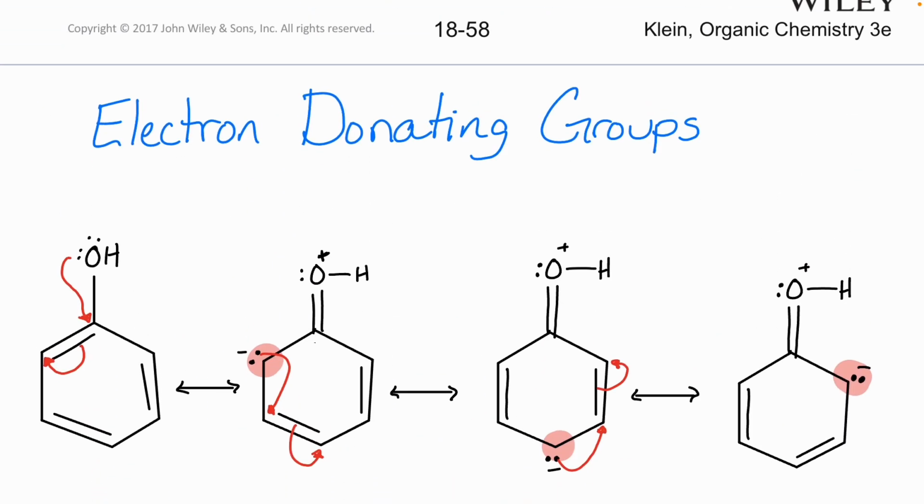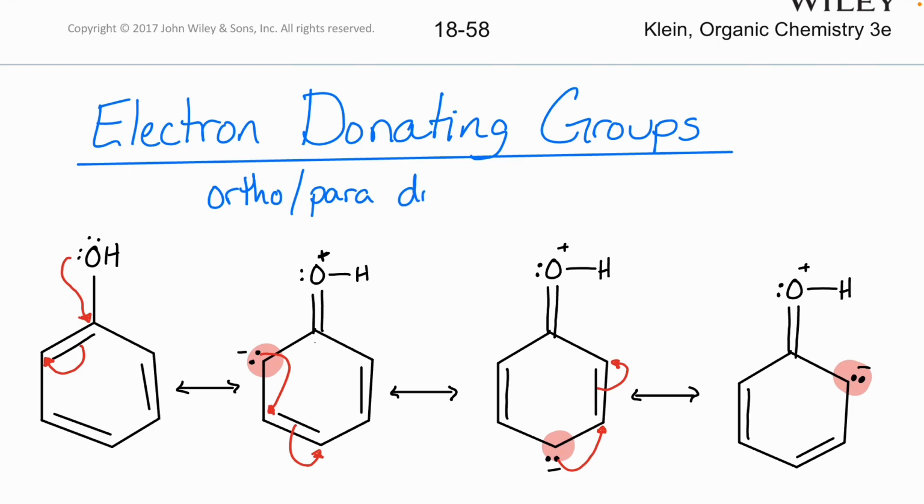Okay, so these electron donating groups, as we illustrated using resonance here, will direct incoming substituents to either the ortho or the para position. So we call these ortho para directors.